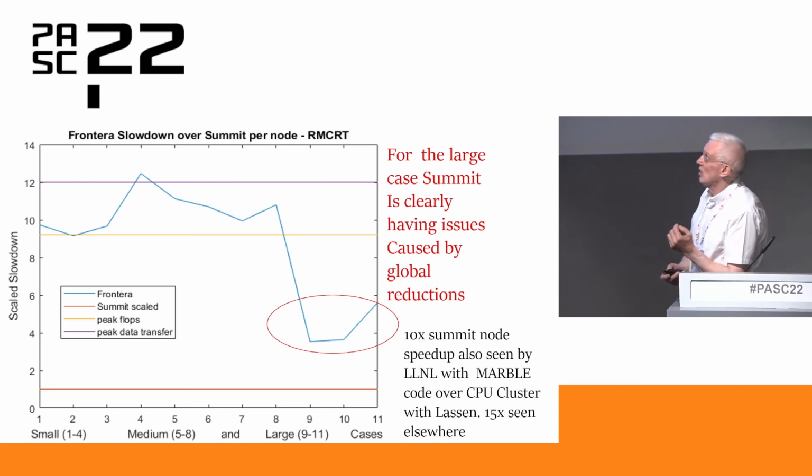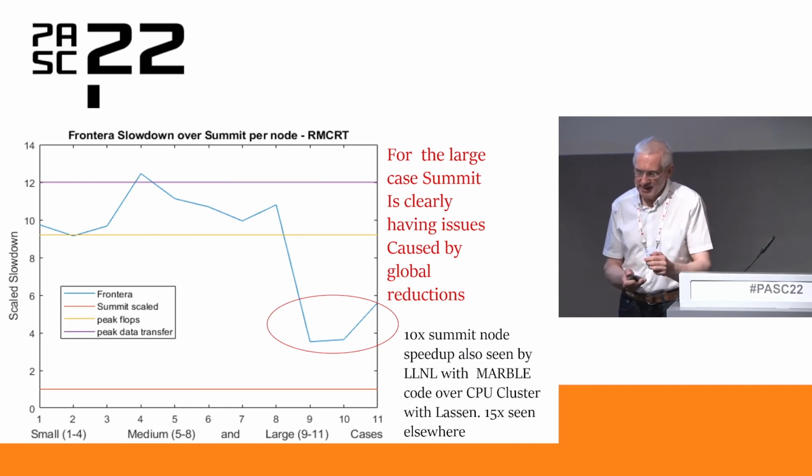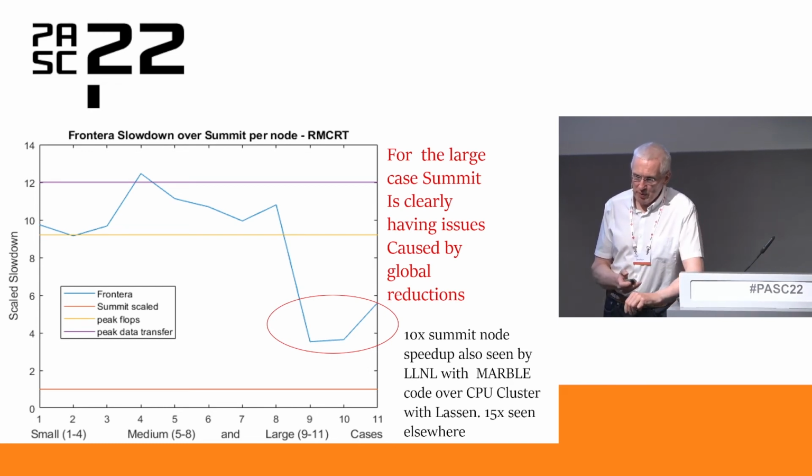So here we go. So what we've got here is that the purple line at the top is the Summit scaled communications performance, the peak data transfer rate. We'd expect to see about a factor of 12 improvement. If you look at the raw CPU rate, we'd expect to see a factor of about 10. And what we've got here, the blue line, represents the relative slowdown. And the three sets of cases.